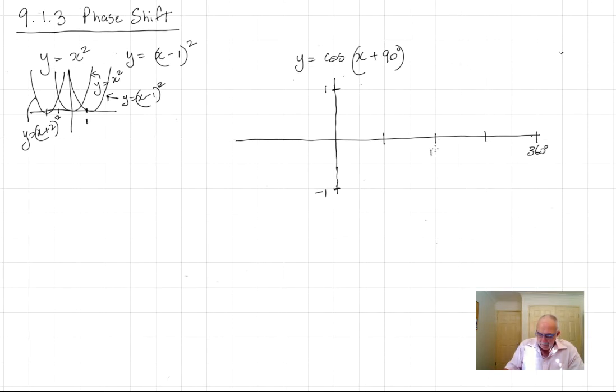Half of that will be 180. Half of that is 90, and that is the single unit. So that's 90, 180, so that must be 270. So that's a standard way of drawing.